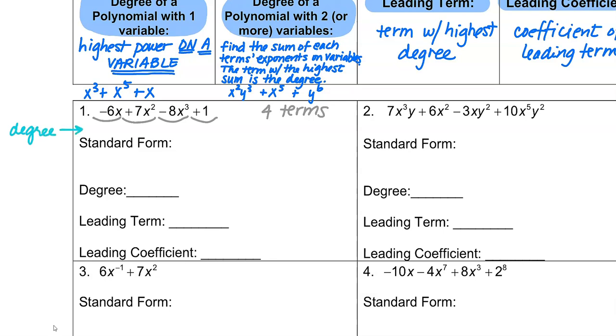So what's the degree of the minus 6x? What's the power on the x? There is no power that we see. We know that means it's a 1. So the degree of the first term is 1. What's the degree of the second term? 2. Good. What's the degree of the third term? What's the degree of the last term? Good, because remember it's x to the 0, so its degree is 0. So the degree of this polynomial is the largest of those numbers, which is the largest? 3.